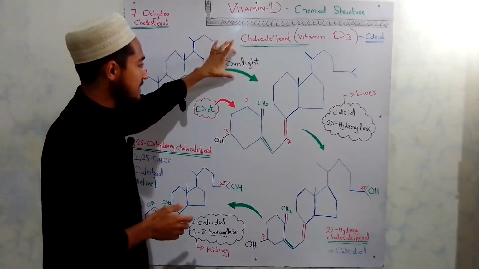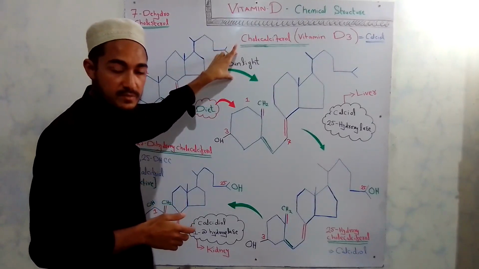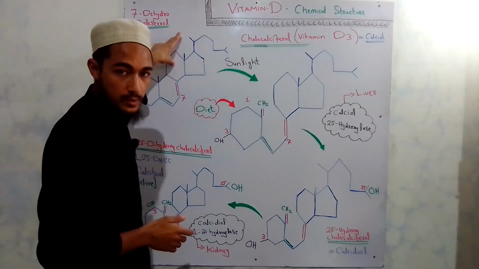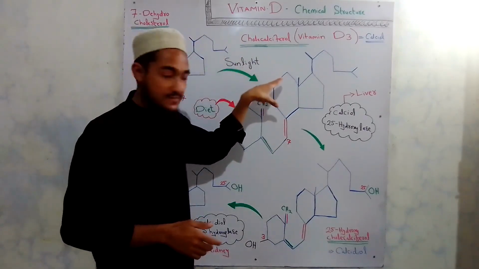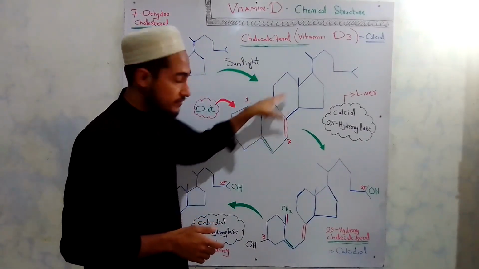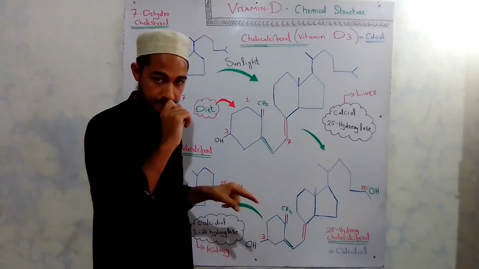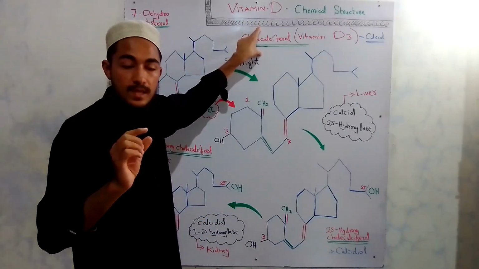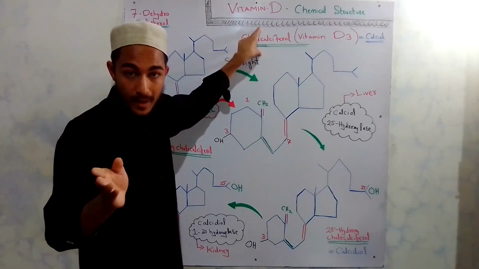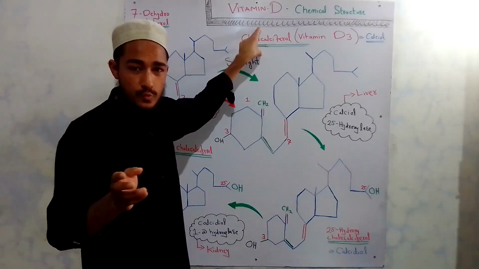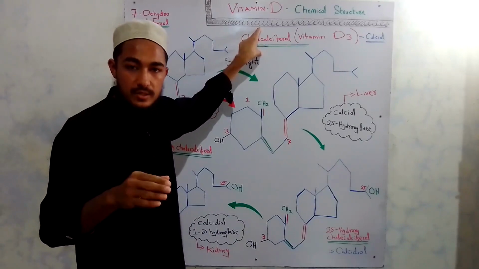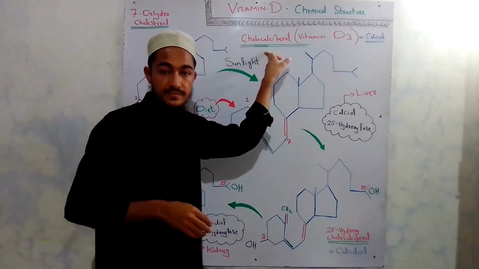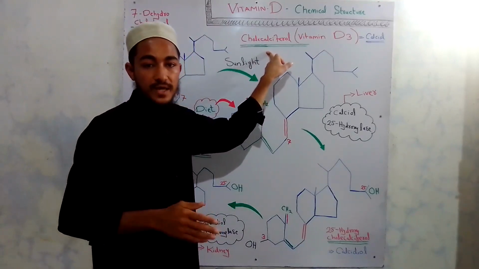So when sunlight falls on the dermis and epidermis layers of our skin, then this compound, the 7-dehydrocholesterol molecule, will be converted into the cholecalciferol molecule, and this is the structure of the cholecalciferol molecule. The cholecalciferol molecule is a precursor molecule or a provitamin of vitamin D, which is found in animal sources, and in contrast to this, the ergocalciferol is found in plant sources.